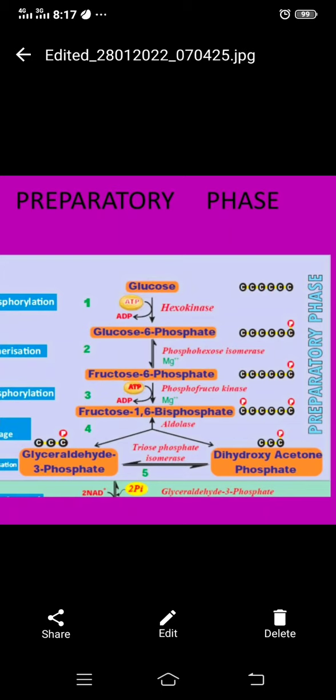carbon atom. Then glucose 6 phosphate is converted into fructose 6 phosphate. It is an isomer, so that process is called isomerization. Then fructose 6 phosphate is converted into fructose 1,6 bisphosphate. So here the first carbon atom is also added with a phosphate group.